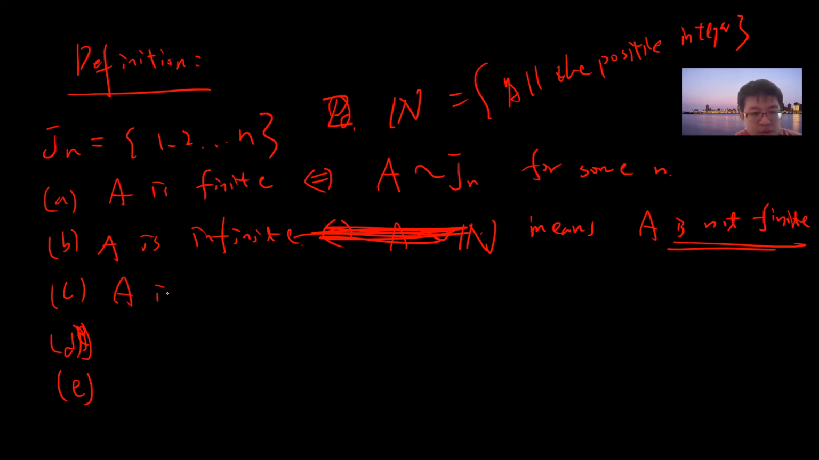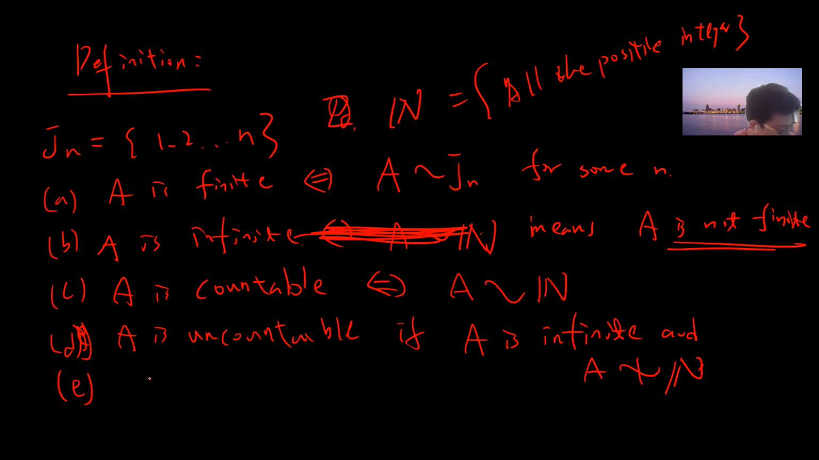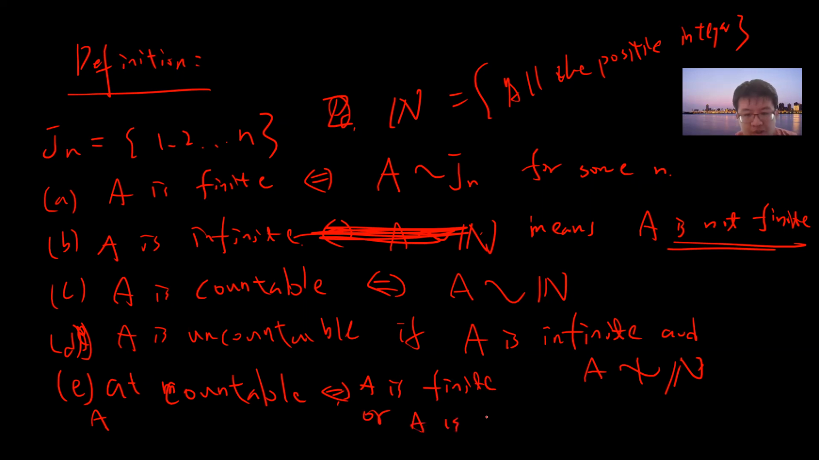Okay, so A is countable. What do we mean by countable? Countable means that A has the same cardinality as the natural numbers. A is uncountable if A is not finite, so A is infinite, and A is not countable. Okay, at most countable means that A is finite or countable. So this is just some terminology.